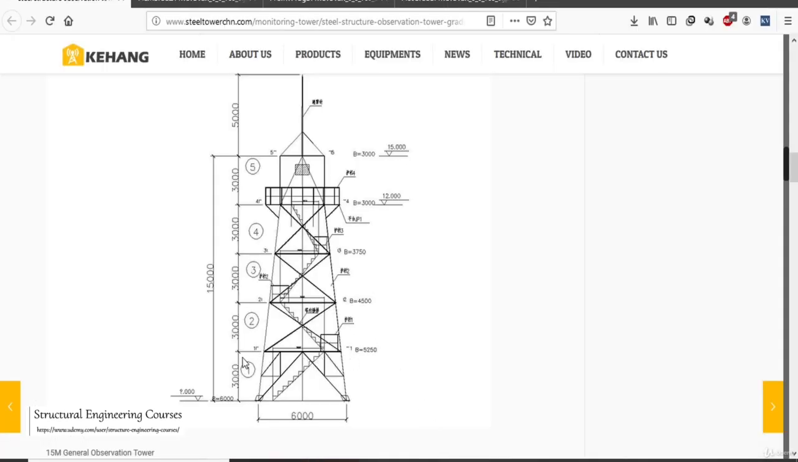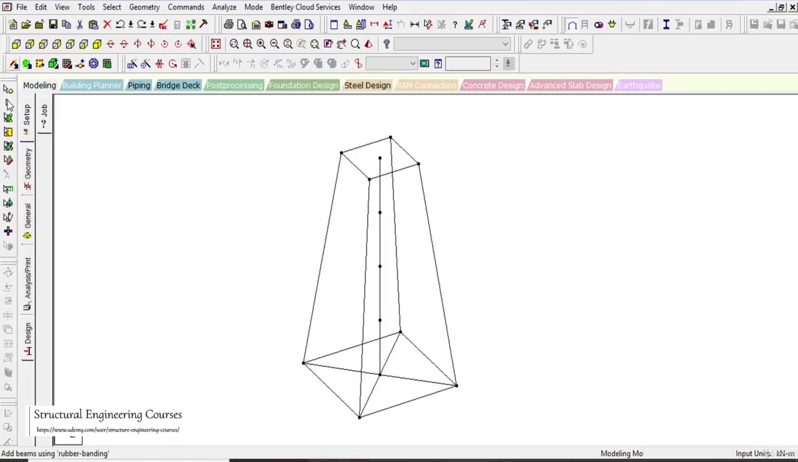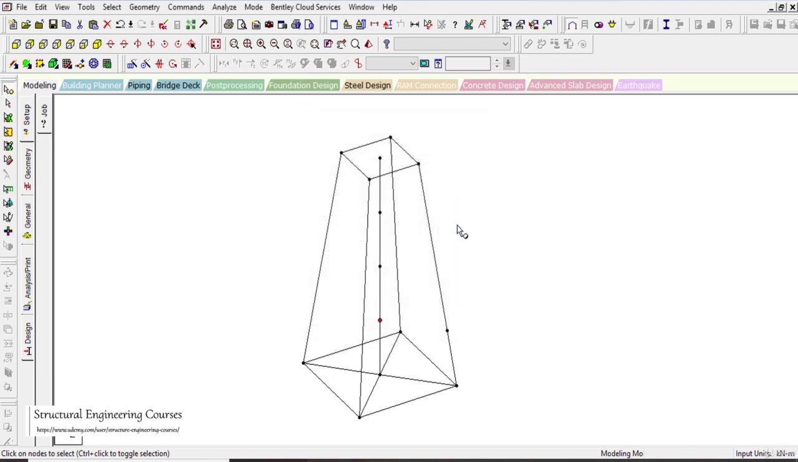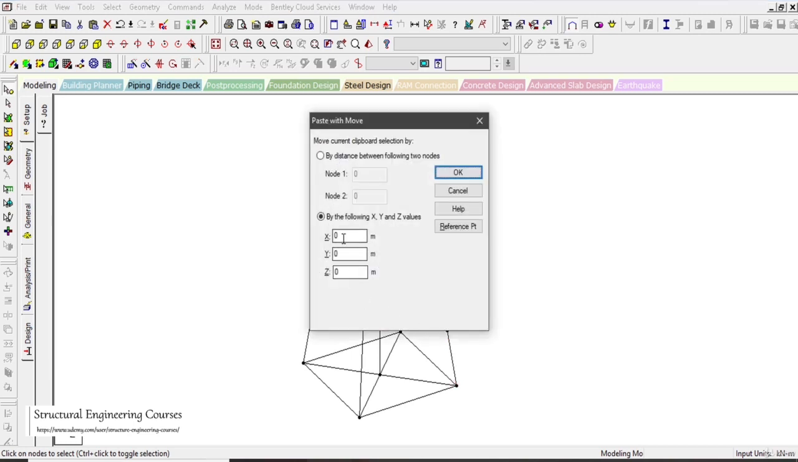So here we can see that the dimension is 5.25. So 5.25 divided by 2 is 2.625. So we can select X as 2.625 and Z again as 2.625. So here we can see that now this member is automatically intersected. And after that, again, we can select X as 2.625 and Z as minus 2.625.